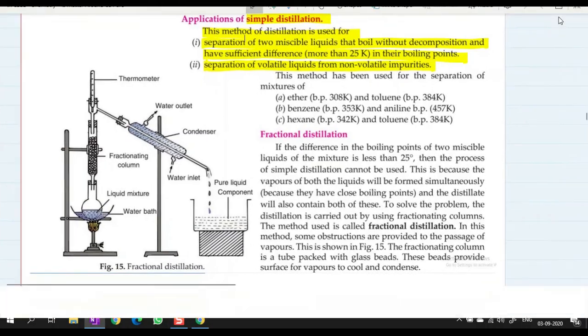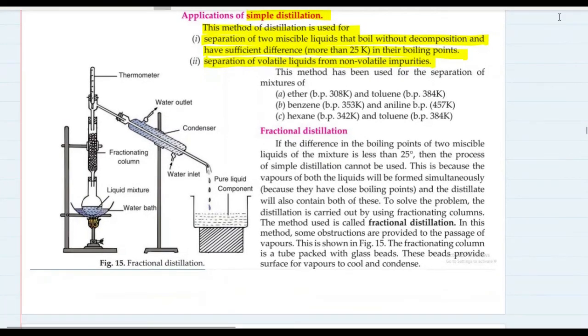So they have given some examples for the separation of which this method can be used. This method can be used for the separation of ether and toluene. Ether and toluene have boiling points of 308 and 384 Kelvin respectively. So there is a sufficient difference between their boiling points. Benzene and aniline, hexane and toluene.